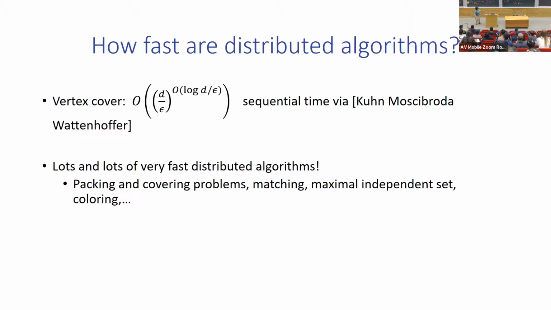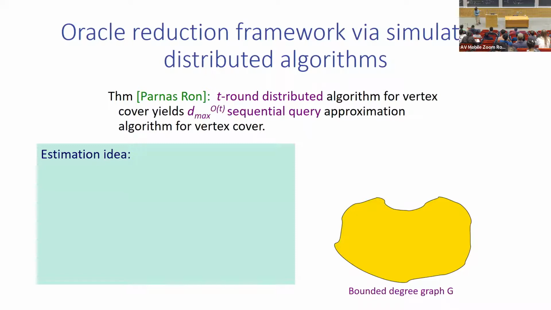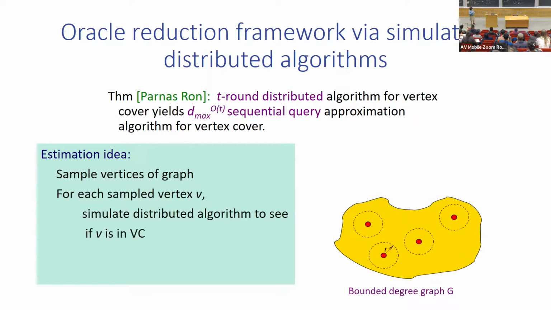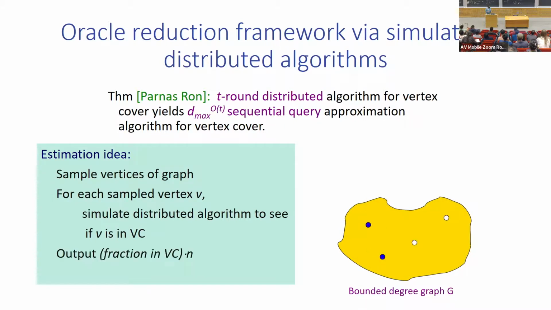Okay. All right. So just to recap here, what's happening is there's a T-round distributed algorithm for vertex cover that gives a Dmax to the order T sequential query approximation. And the way it goes is you sample the vertices of a graph, simulate the distributed algorithm to see if each of these V's are in the vertex cover, and then output the fraction of the sampled nodes that were actually in the vertex cover times n. So that's kind of the plan.